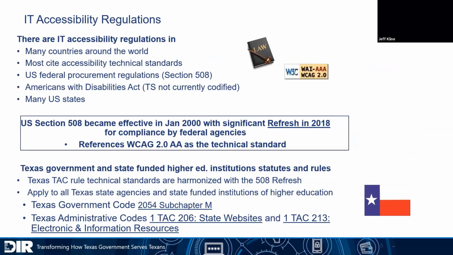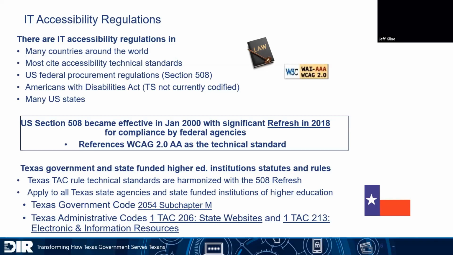Now, when we talk about these kinds of regulations, there are IT regulations all over the world. Many countries, most, cite some kind of technical standard. In the US, we follow US Section 508, which is a federal procurement regulation, and the state of Texas has elected to harmonize around that with a few modifications. And just as a note, 508 became effective back in January of 2000, and it was refreshed in 2018 for compliance by federal agencies.